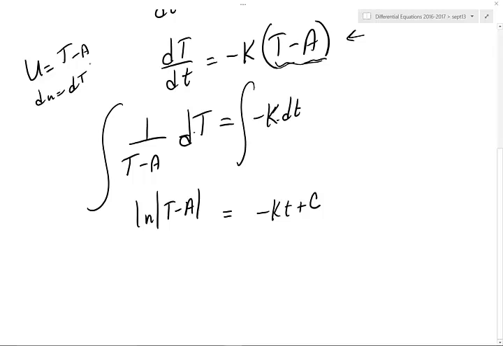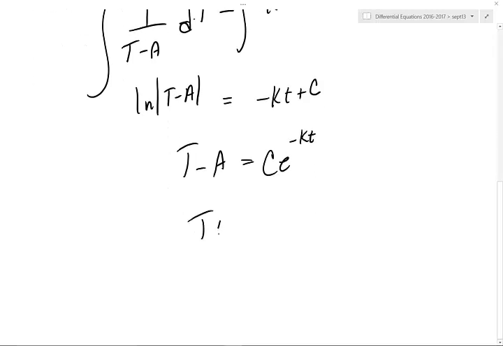It would have been negative if it had been a minus t, and it would have come out the exact same way. Exponentiate, you're going to get c e to the minus kt is equal to big T minus a, and so T of t is equal to a plus c e to the minus kt.